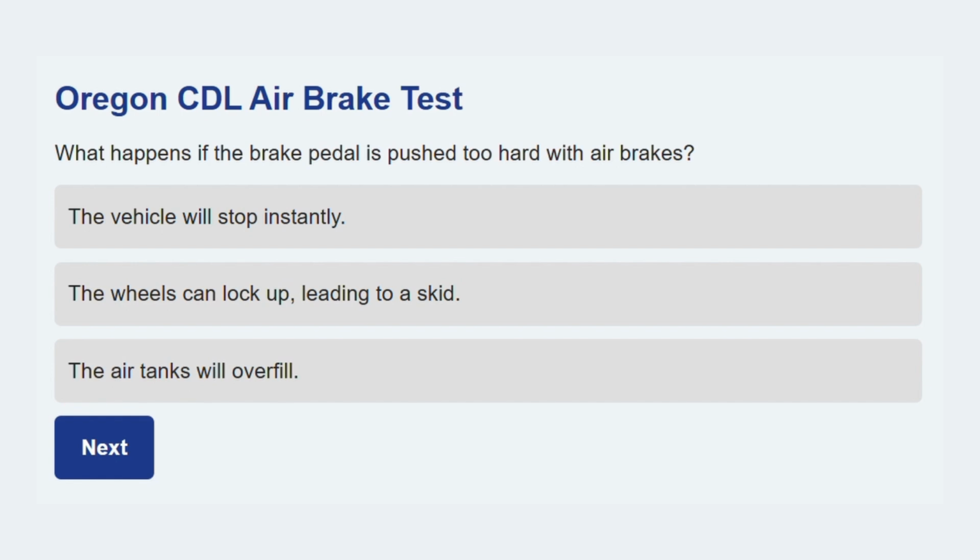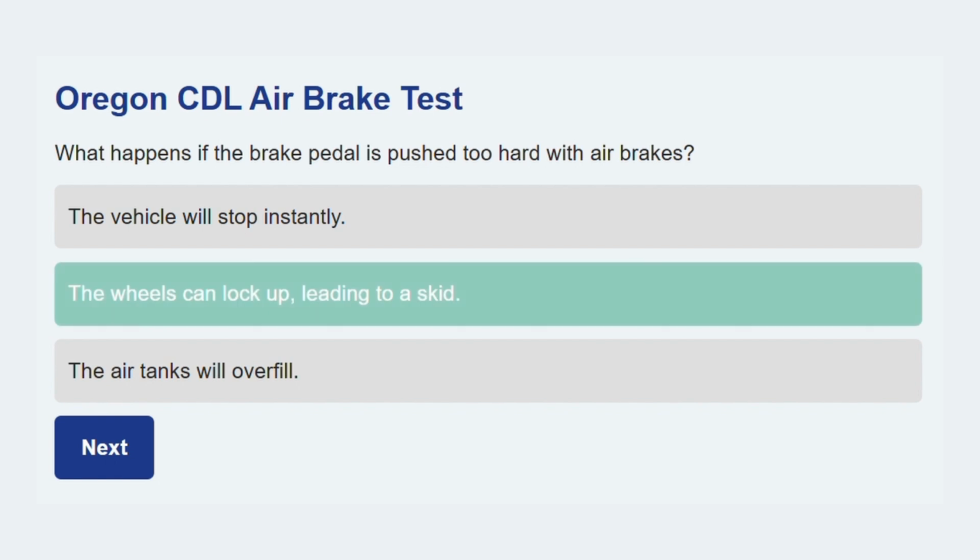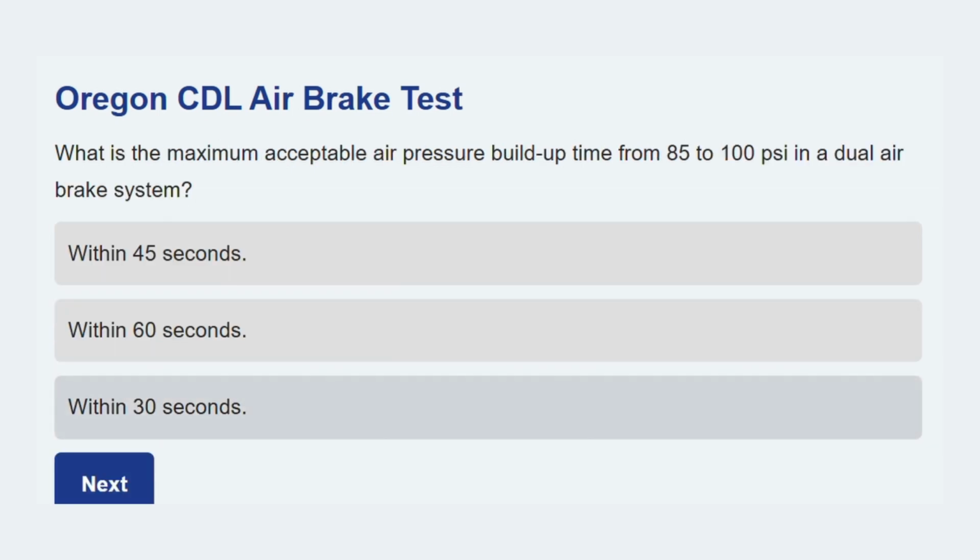Next question. What happens if the brake pedal is pushed too hard with air brakes? The wheels can lock up, leading to a skid. Proper brake application is crucial to avoid skidding and maintain control.